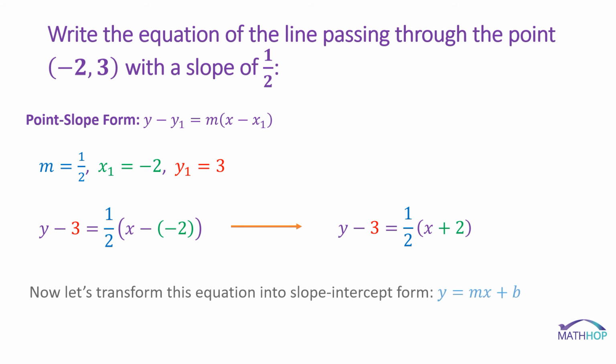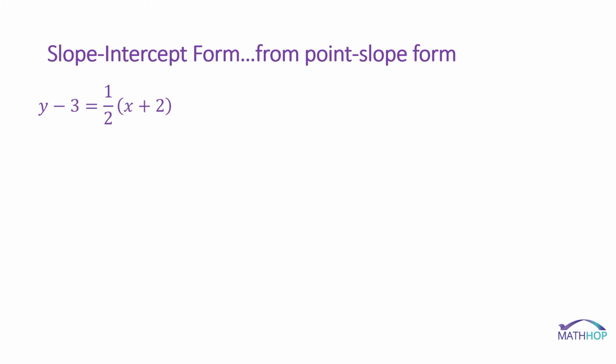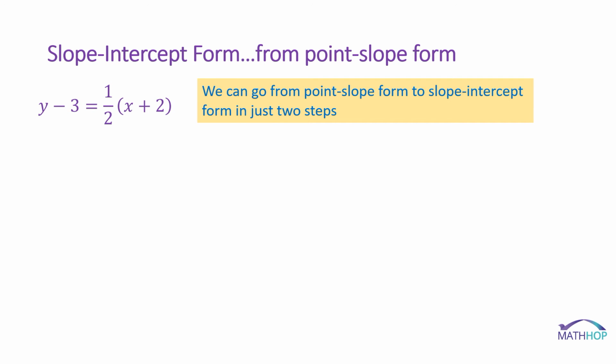Okay, let's take this equation and transform it into the highly popular slope-intercept form, or the y equals mx plus b form. But to do that, we will need a new screen. All right, so we have y minus 3 equals 1/2 times the quantity x plus 2. We have a perfectly good formula that is in point slope form, but we want to put it in slope-intercept form. And we can do that in 2 steps.